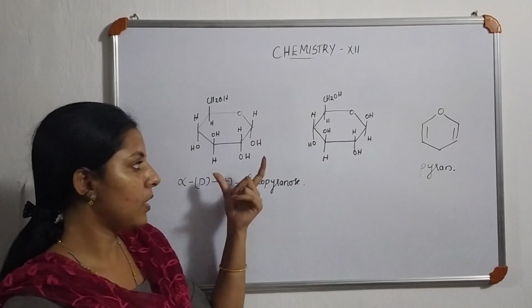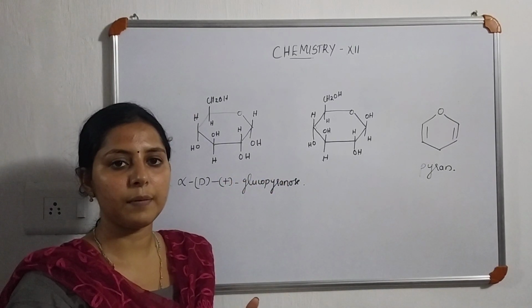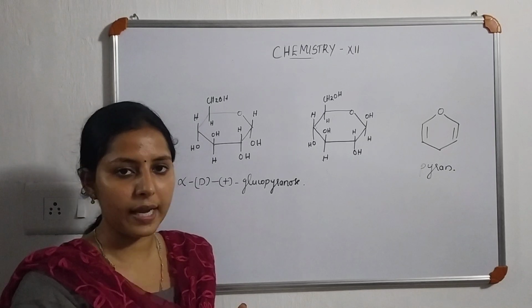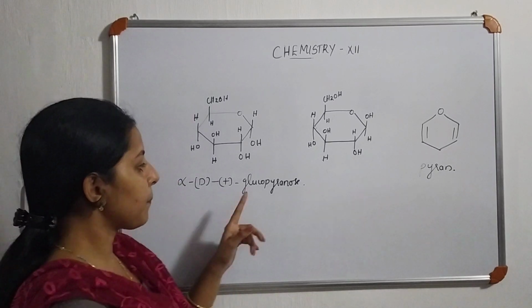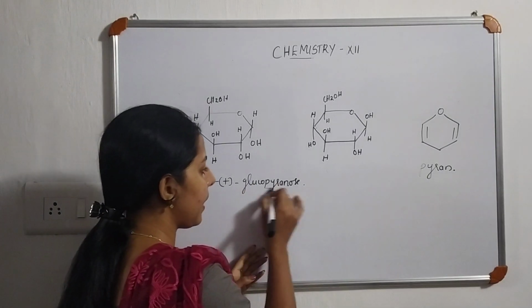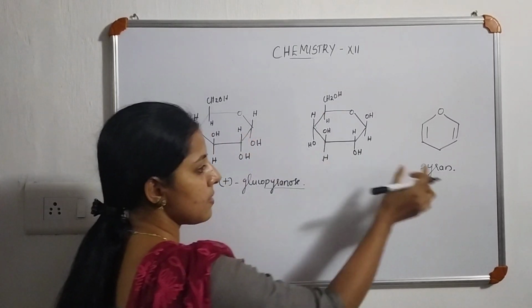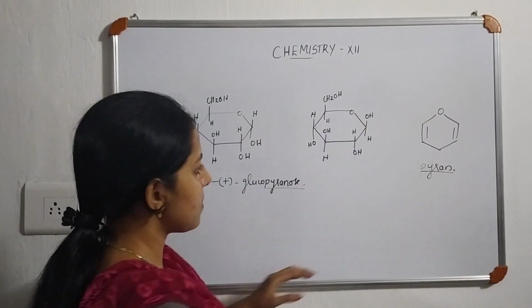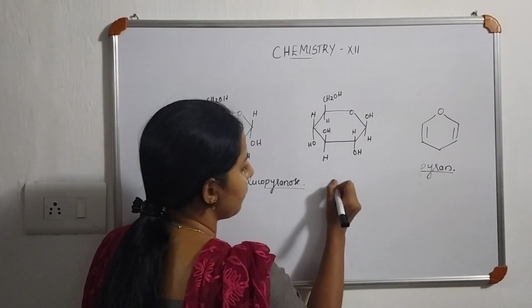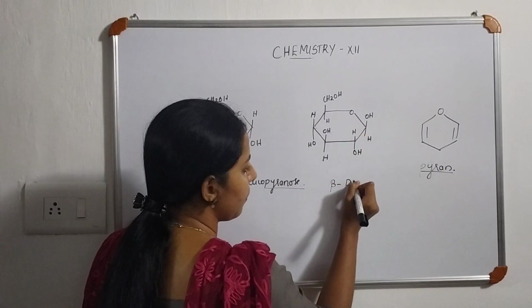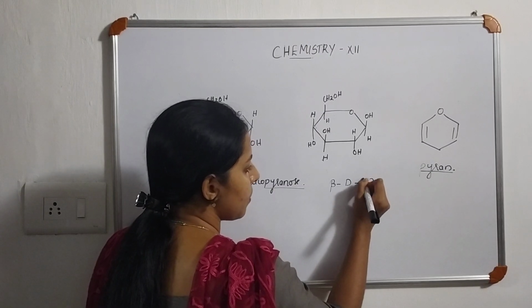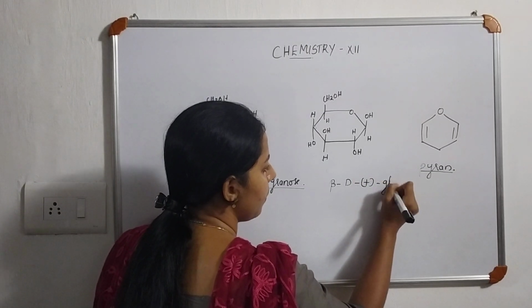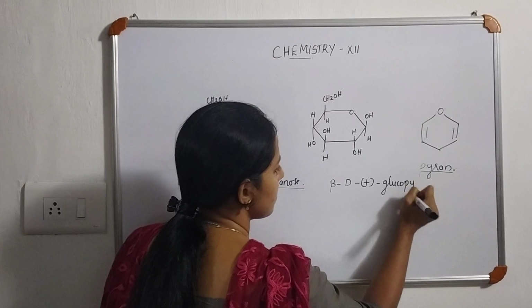And it is a dextrorotatory compound. Means glucose can rotate plane polarized light towards right. Therefore it is plus. And glucopyranose. And this pyranose indicates the structural similarity of this compound with this pyran compound. And here also, it's beta form, therefore beta, again D configuration, dextrorotatory, glucopyranose.